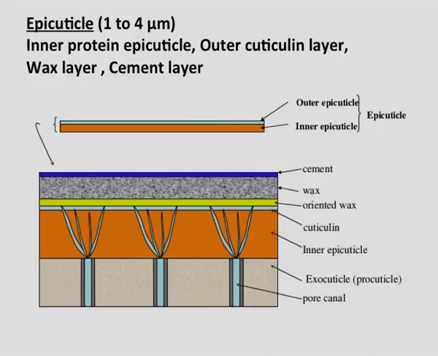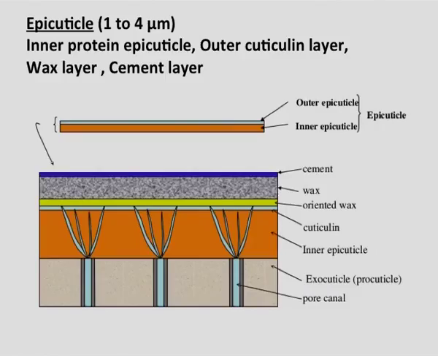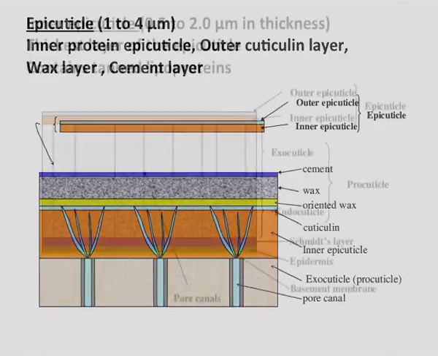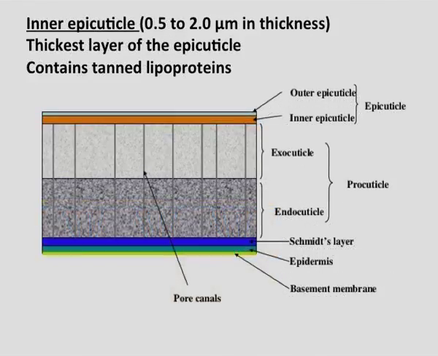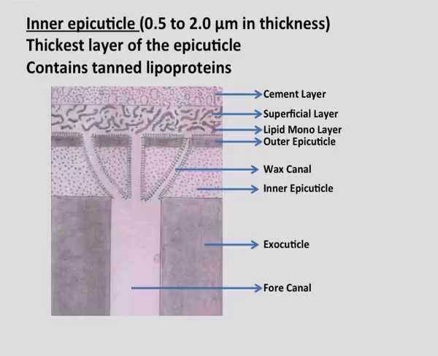An important point is that the layers differ in thickness. Here the epicuticle thickness is 1 to 4 micrometers. I already told you that it has 4 layers. The first one is the inner epicuticle. It is the thickest layer of the epicuticle, 0.5 to 2 micrometers in thickness. It contains tanned lipoproteins because of the phenol oxidases, which are extracellular enzymes produced during damage of the epicuticle.